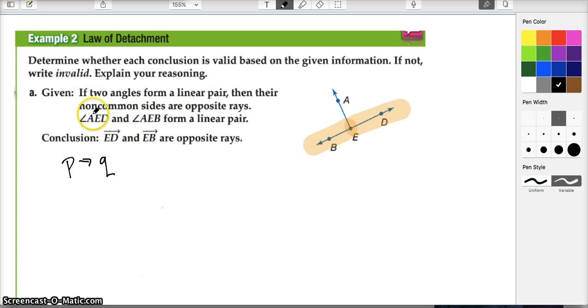We are now told that angles AED and AEB form a linear pair. So that part is my P value again. P is coming up, right? It's saying, hey, this is the true statement. Given that this is true, we can therefore lead ourselves to the idea that their non-common sides are opposite rays. Therefore, by the law of detachment, we can say that ED and EB are opposite rays. So that is a valid conclusion by the law of detachment. It's valid. Does that make sense? I hope so. I know you'll let me know.